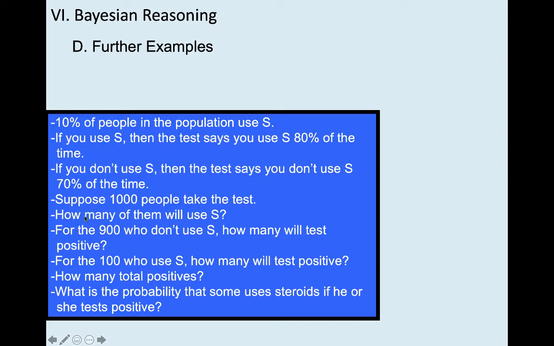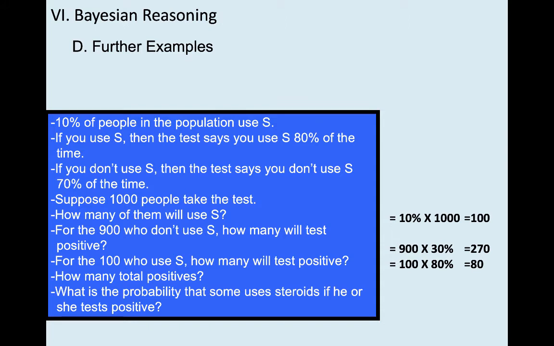So we're supposing 1,000 people take the test. How many of them are going to be users? It's going to be 10% of 1,000, which is 100. For the 900 who aren't users, how many are going to test positive? Well, of those 900, the test is going to get 70% right, which means it's going to get 30% wrong. So it's going to say 270 of them are users, even though they aren't. For the 100 who use, how many is it going to catch? Well, we have our 100 users. It gets 80% of them right, which means it catches 80 people. It misses 20% of them. It misses 20 of them.